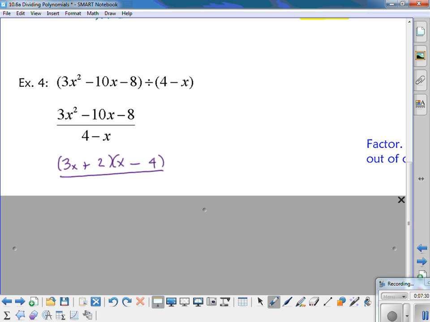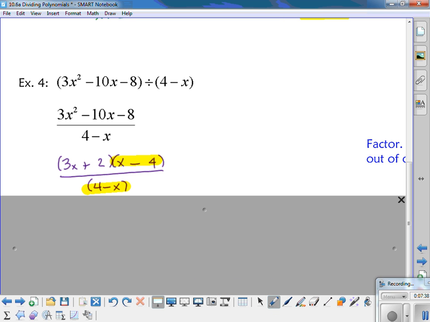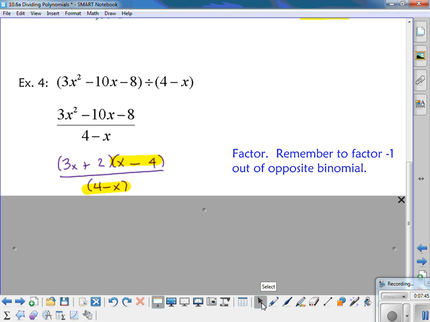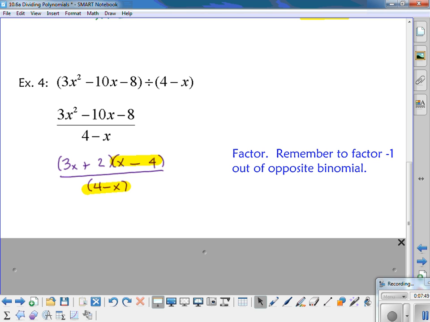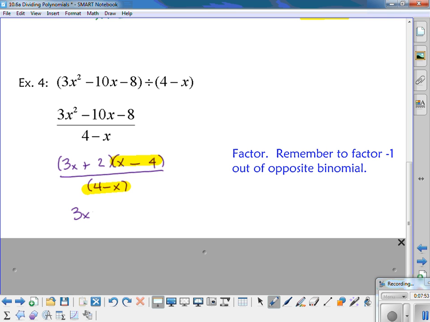And then on the bottom, I've got 4 minus x. So what do we do when we have opposite binomials like that? How can we get it to flip around? Take out the negative 1. Good job. So we factor out the negative 1 when we have the opposite binomial. All right, so then I'm going to have 3x plus 2, x minus 4, and I'm going to have negative 1 times x minus 4 on the bottom.